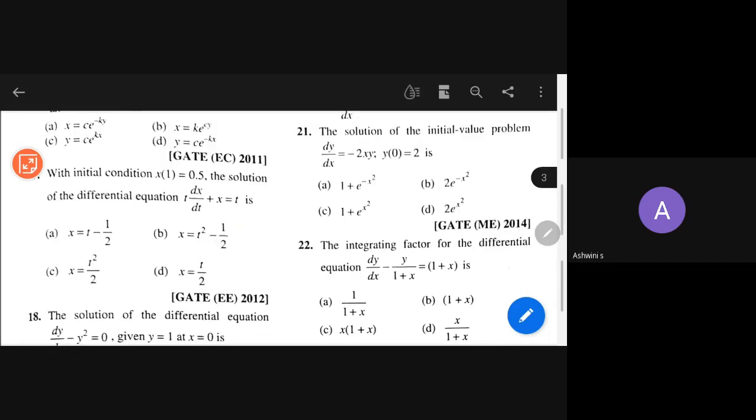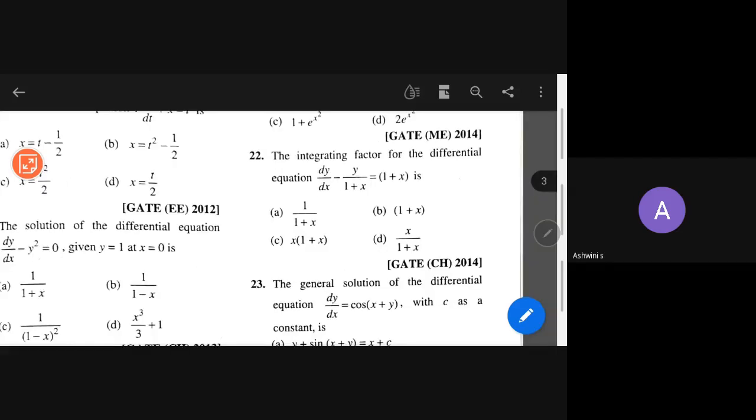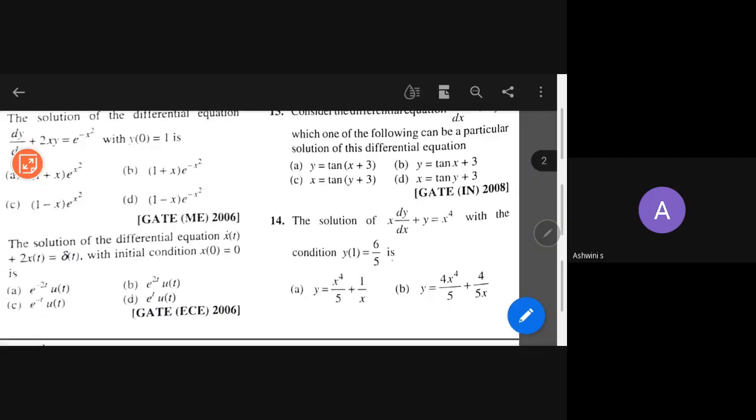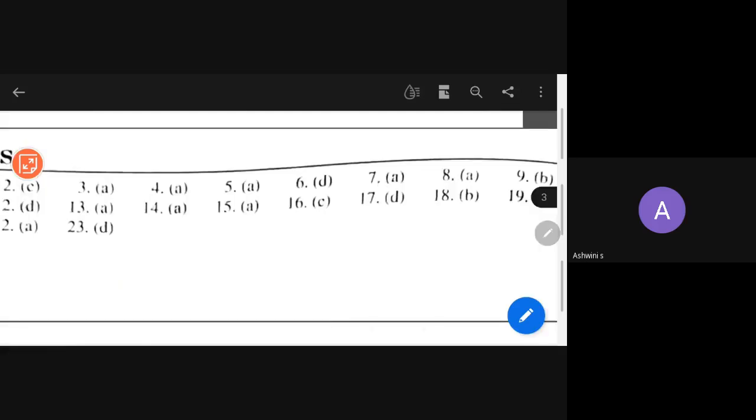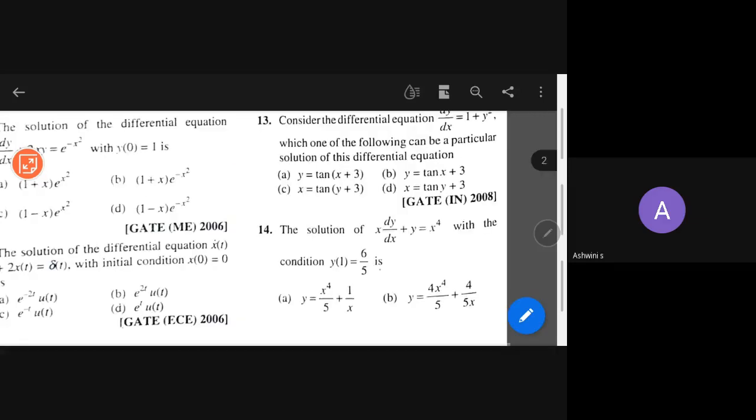What is the question here? 14. A he is giving. Plus 1 by x. Why 1 by x here? If it is 1 by x, then if I put 1 there, 1 plus 1 by 5, 1 plus 1 by 5 is 6 by 5. Oh, that is satisfied. So where did we do wrong?